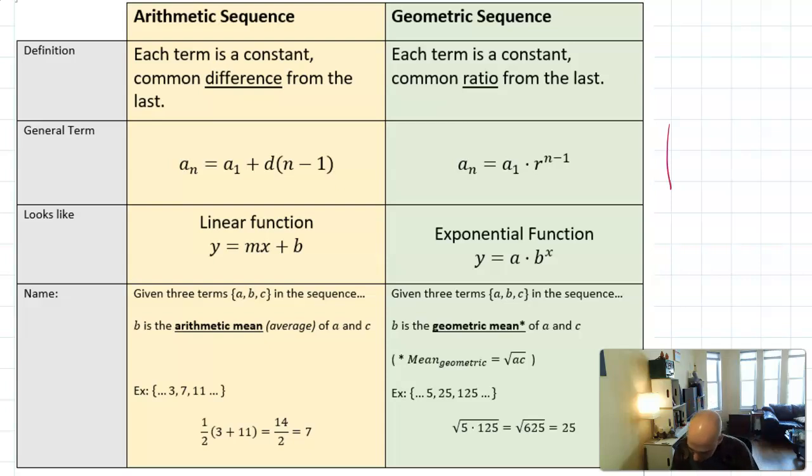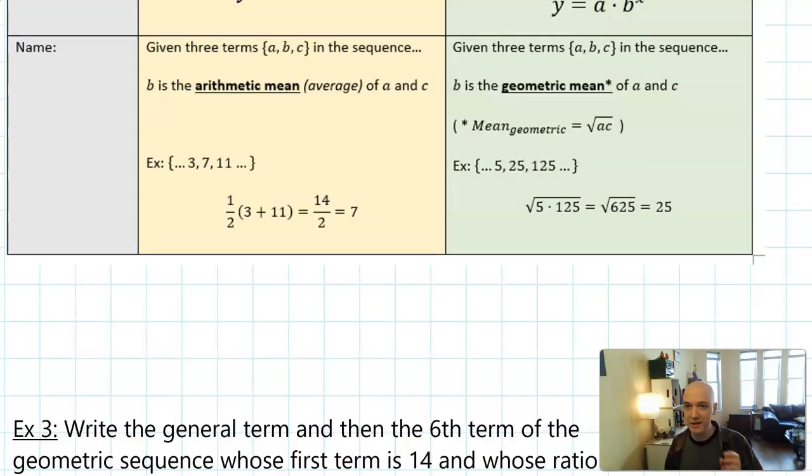The only difference is that sequences are only defined on the integers, so their graphs look like this, where the graphs of functions look like this. The shape is the same, but the type of graph differs. Let's also take a minute and think about maybe why these sequences have the names that they do. An arithmetic sequence, why does it have that name?